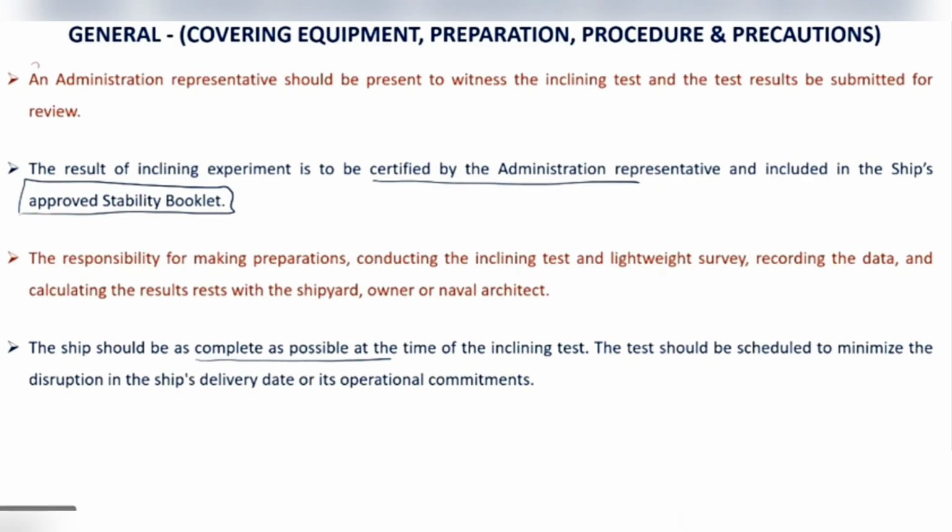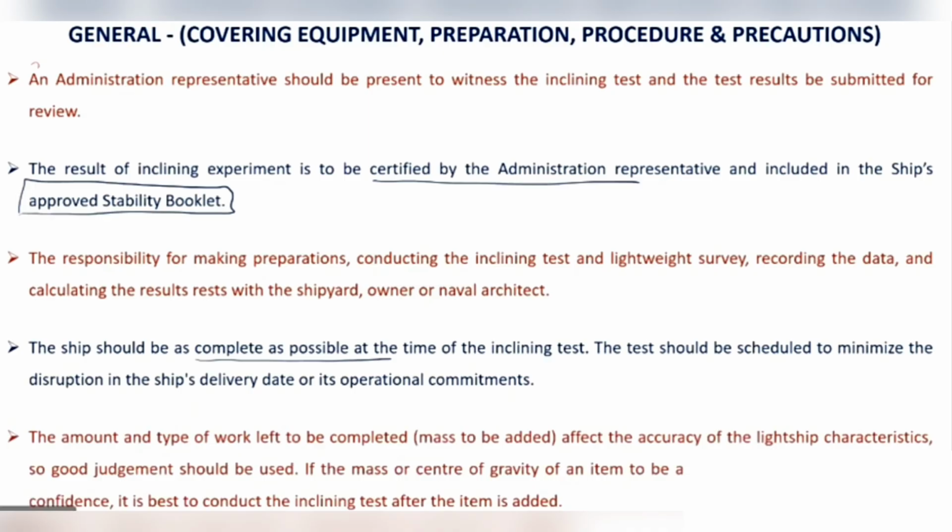The test should be scheduled to minimize the disruption in the ship's delivery date or its operational commitments. Regarding the work left to be completed, if the ship is not complete or nearly complete, then the type and amount of work that is left, that is the masses to be added, like I gave you the example of the generator, affect the accuracy of the light ship characteristics. So good judgment should be made whether, for that equipment which has to come, it would be possible to know its exact mass, its exact KG. If so, then yes, you can do the experiment without that weight having actually arrived.